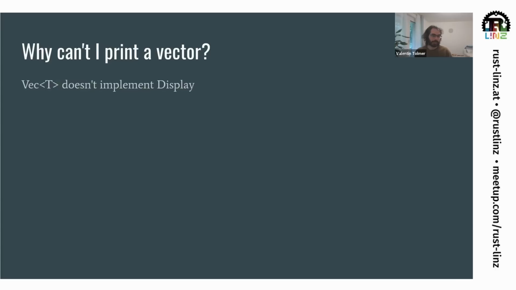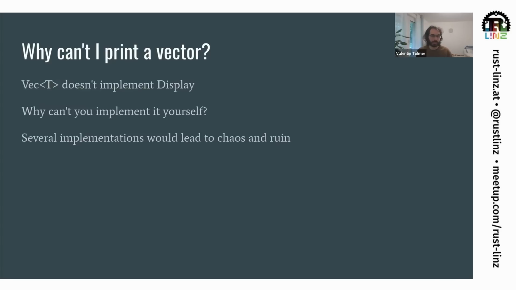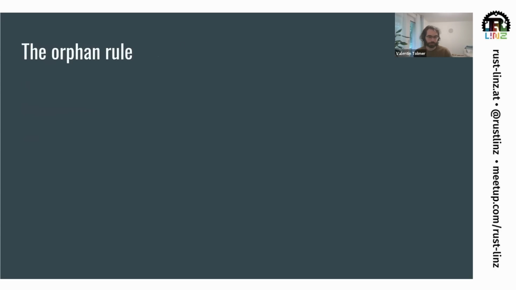Well, in that case, I'll just implement it. Well, you can't. Why can't you implement it yourself? Well, if everybody could implement vector themselves, then you could have several implementations that would both be valid, and that would lead to chaos and the utter collapse of civilization. Since we don't want that, Rust has a defense mechanism, and that defense mechanism is the orphan rule.